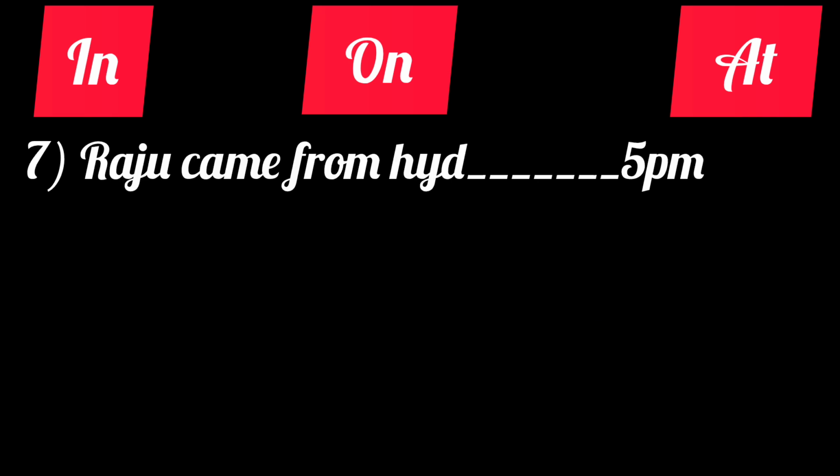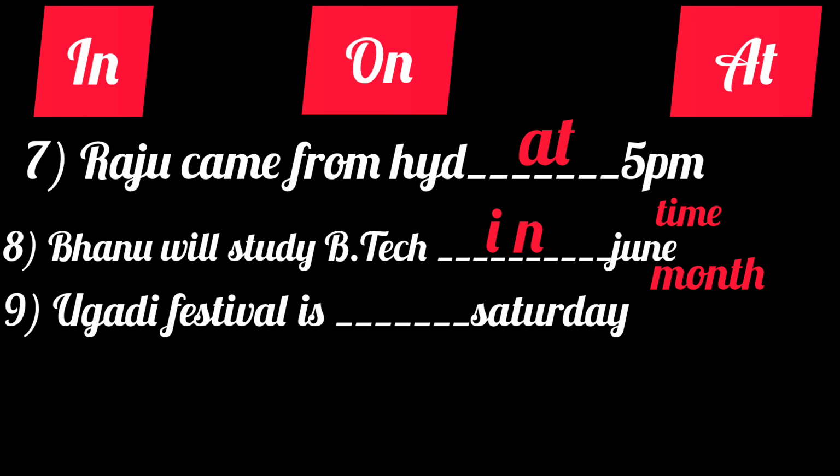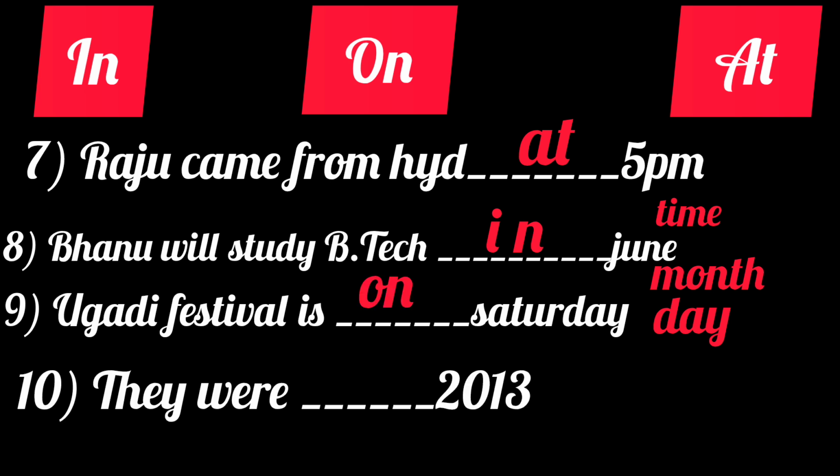Raju came from Hyderabad dash 5 pm. 5 pm denotes time, so we should use at 5 pm. Banu will study BTech dash June. June is a month, so we should use in June. Ugadi festival is dash Saturday. Saturday is a day, so we should use on Saturday. They were dash 2013. 2013 is a year, so we should use in 2013.